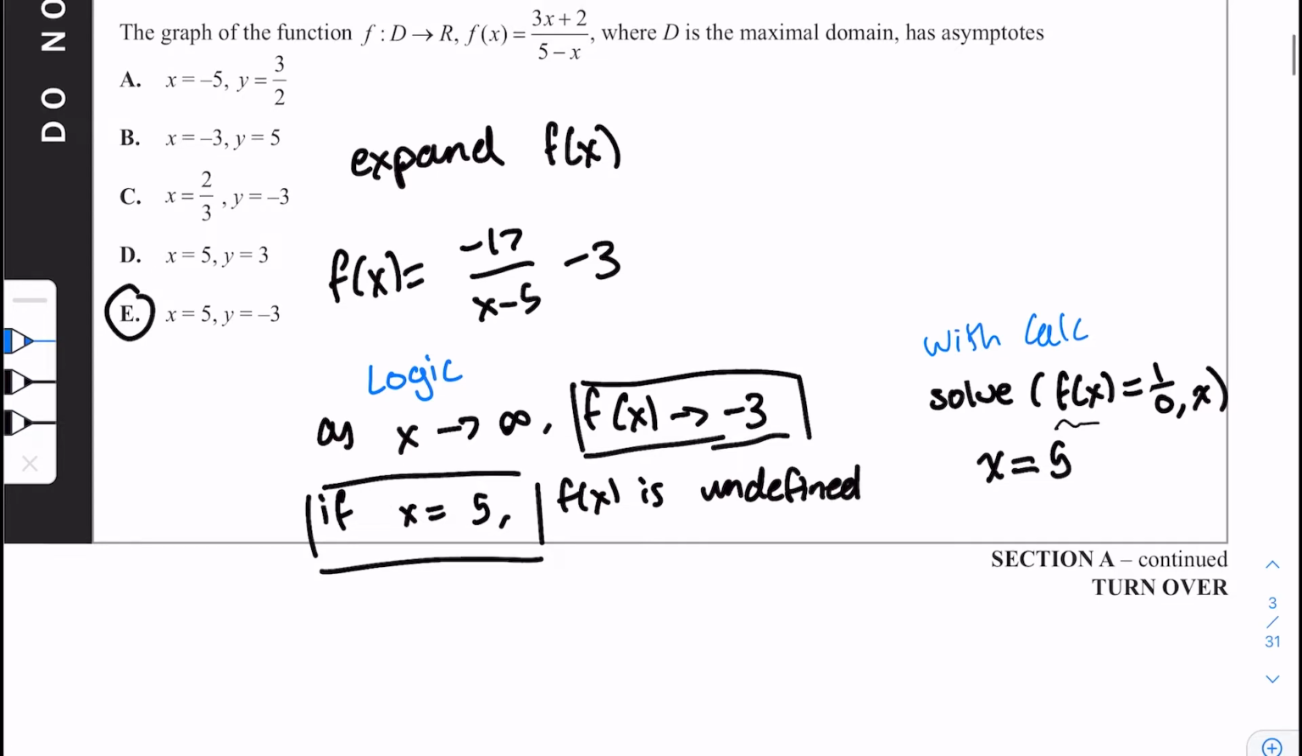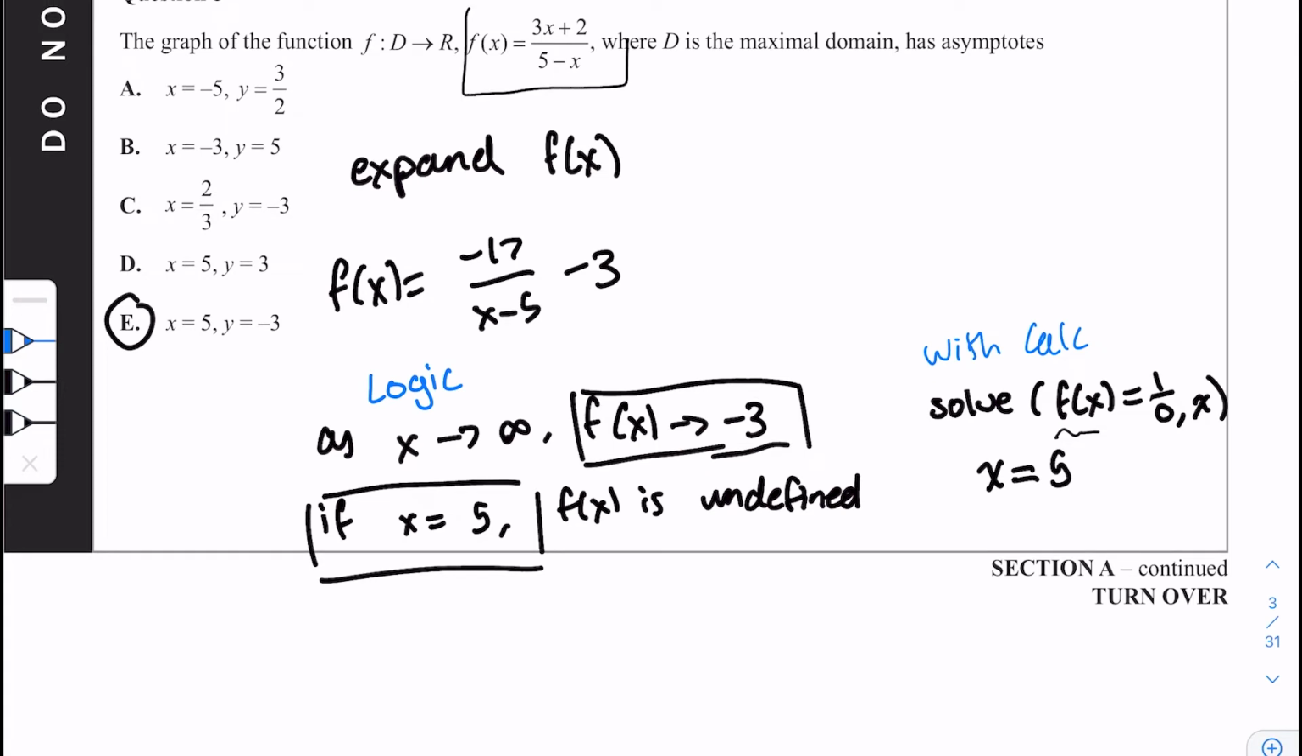Okay, so question 5, we have f of x, and then we want to expand this, right? Whenever we're finding the asymptotes and you have an improper fraction, so like we have a lot on the top, they want to expand it, and I believe it's menu 3 for the TI-Nspire. You do expand in terms of x, and then you end up with something like this.